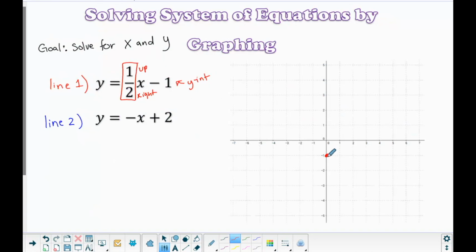So from my start, I'm going up 1 to the right 1, 2. Up 1 to the right 1, 2. Up 1 to the right 1, 2.